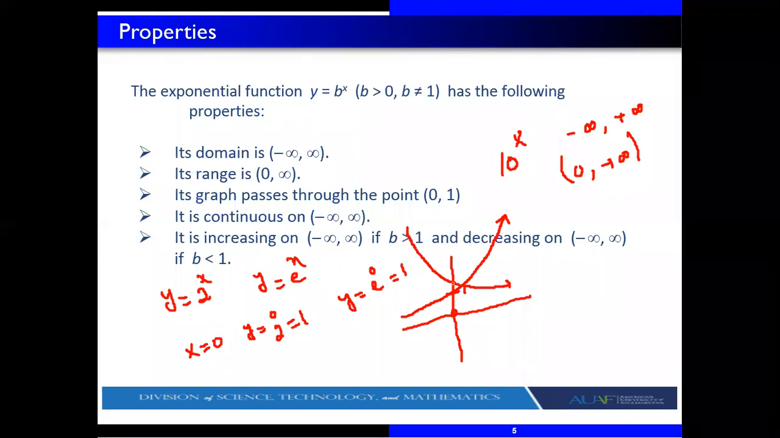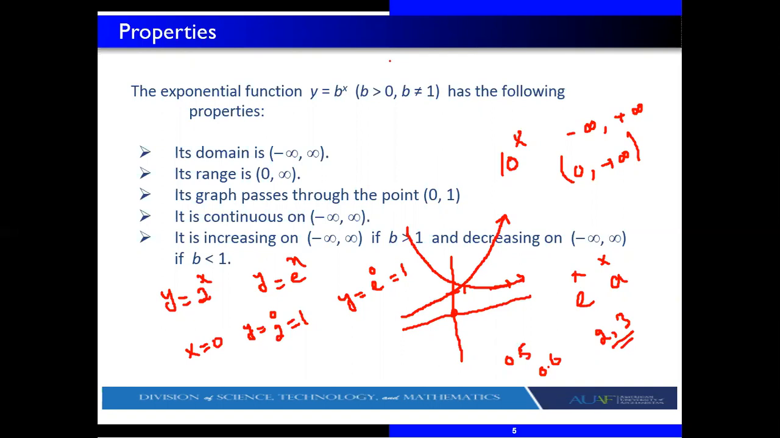For exponential growth, a power x, the bases are positive numbers. When the base is like 2, 3, 4, it will be population growth, exponential growth. But when the base is 0.5 or 0.6, then the graph will be a decreasing function. It will decrease.